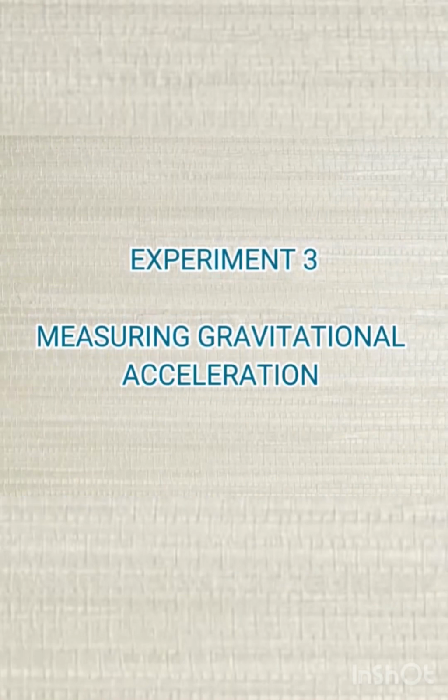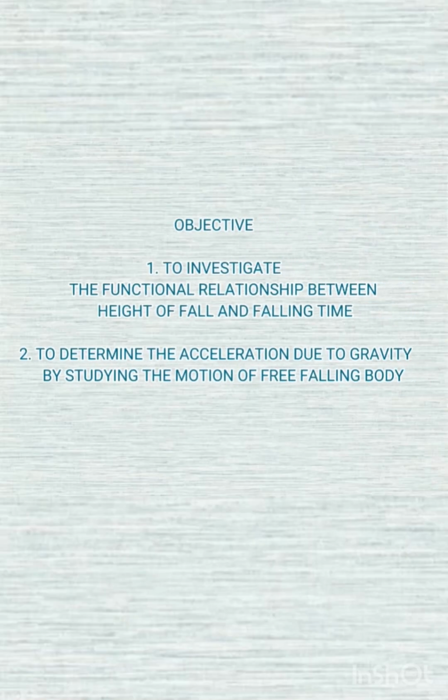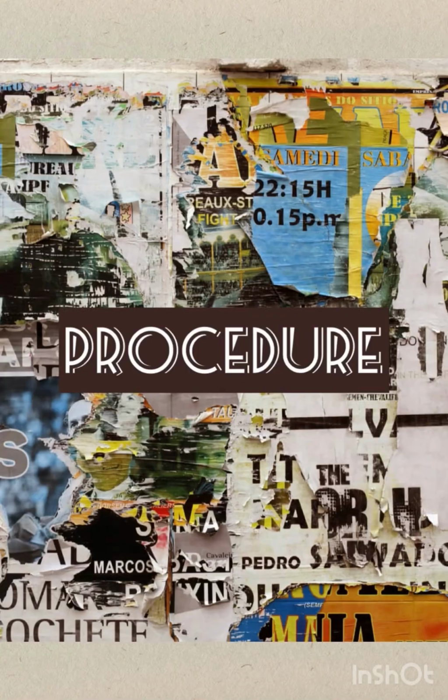Experiment 3. Measuring gravitational acceleration. The objective of this experiment is to investigate the functional relationship between height of fall and falling time. The second objective of this experiment is to determine the acceleration due to gravity by studying the motion of a free-falling body. How are we supposed to do this experiment?